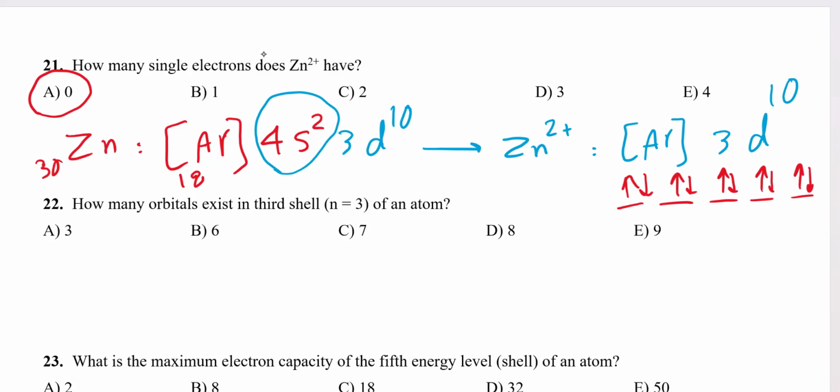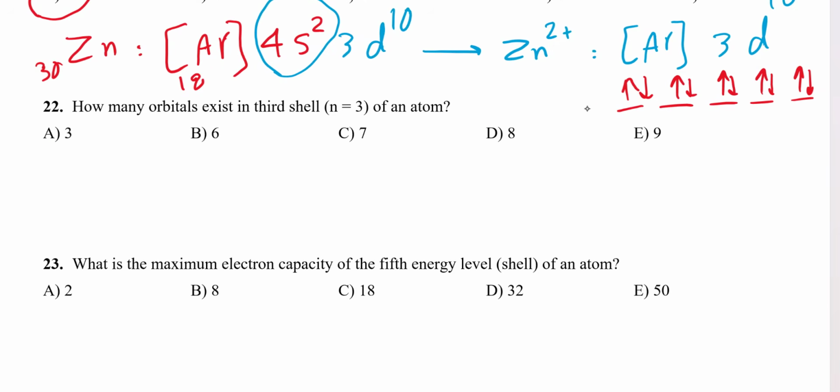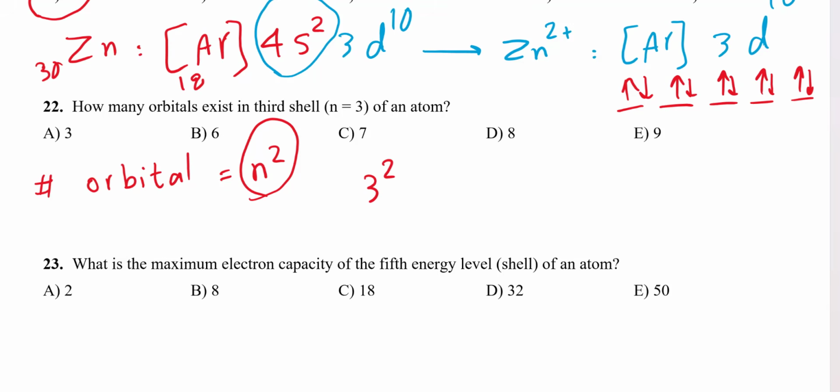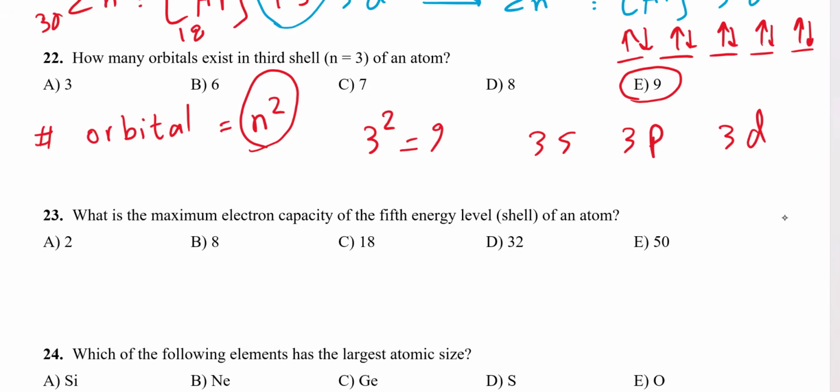For question 22, we would like to know how many orbitals exist in the third shell. The number of orbitals in each shell is equal to n squared. In the third shell, we have 3 squared orbitals, 9 orbitals. One is 3s, 3 of them are 3p, and 5 of them are 3d. In total, we have 9 orbitals.